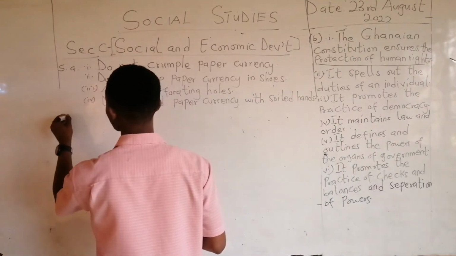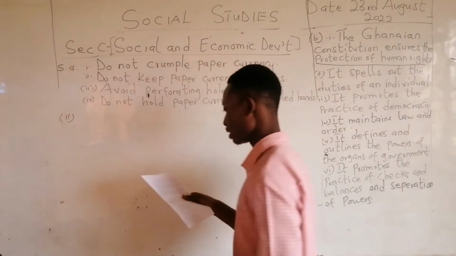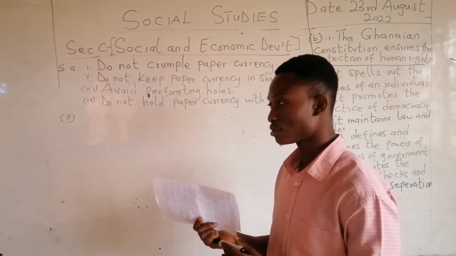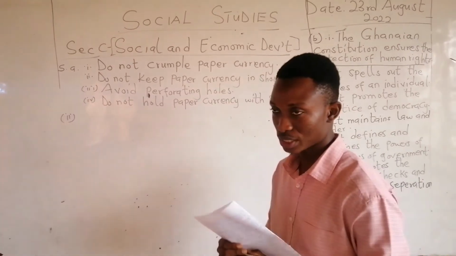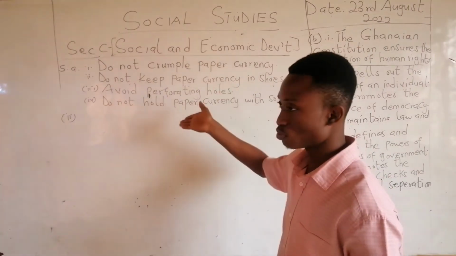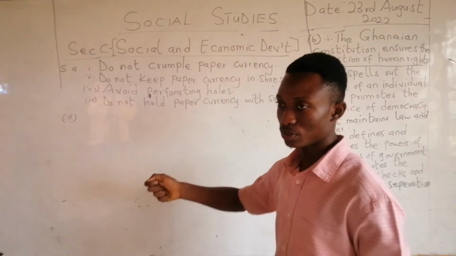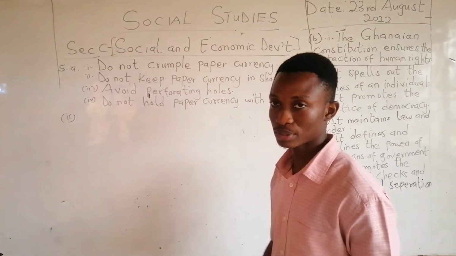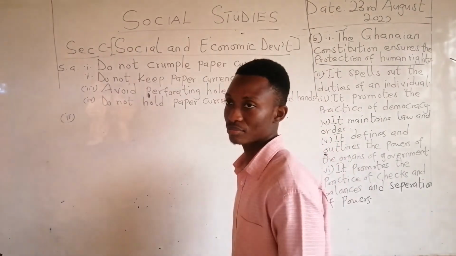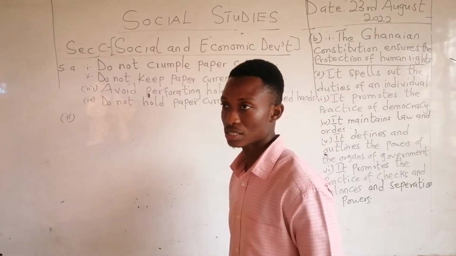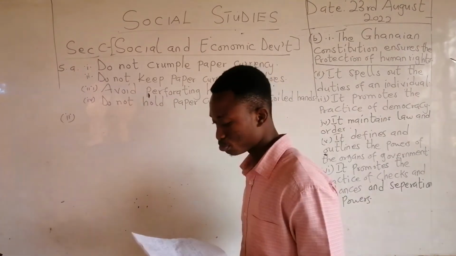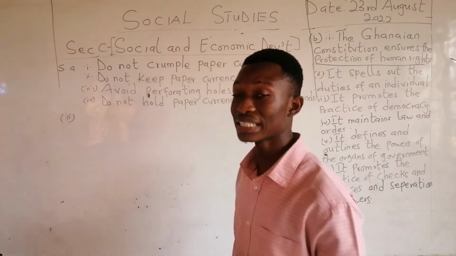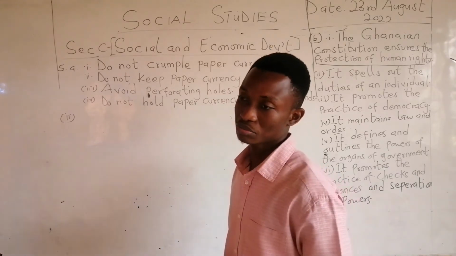Then I say we should state 4 problems that arise from the poor handling of paper currency. So if you handle our paper currency in a poor way, if you go against these rules, you crumple them, you hold them with soiled hands, you perforate holes in them, what are some of the problems? 1, diseases. They can cause diseases. 2, it can also lead to rejection. Yes, because the money is perforated.